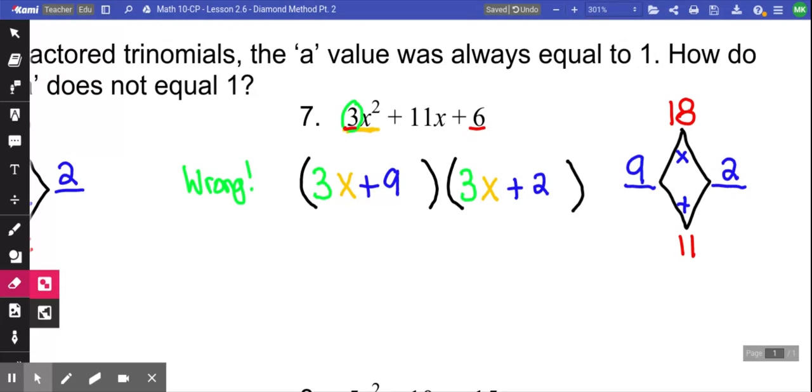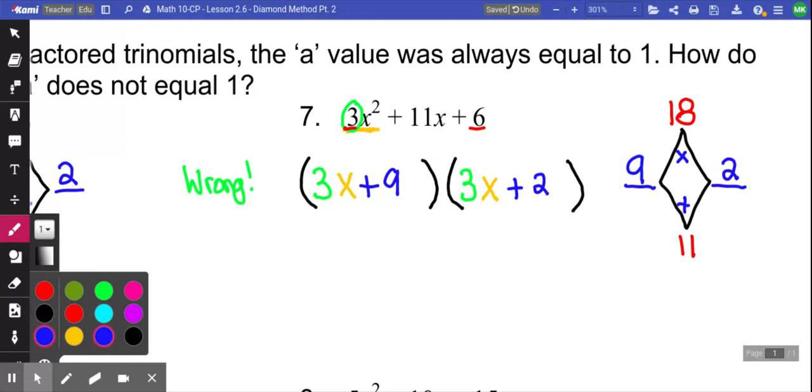Perfect. I know that's not my final answer. The reason I know it's not my final answer is because there's no way that I should have two 3's. 3 times 3 is 9x squared, which I know is not the first term. So I have to fix my mistake of having two 3's.